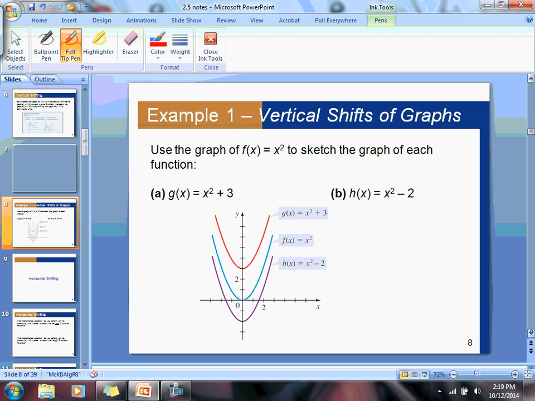And thankfully on this next page we have a nice, pretty graph that the book constructed. So our first function moves the graph up 3 units, and our second function moves the graph down 2 units. So you don't always have to just rely on your table of values in your calculator. You can use this knowledge of graph behavior so that you can construct the table of values on your own.